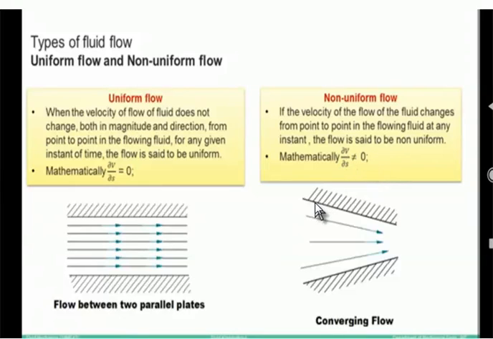That means what happens here? If the cross section changes, the pressure at this point is different and the pressure at this point is different. It changes its direction as well as the magnitude. Magnitude is nothing but the pressure at this point being different from the pressure at that point. That means the magnitude changes, and also it changes its direction. It is not flowing in the same direction. So this is what a non-uniform flow is. It changes its magnitude as well as its direction, then it is non-uniform flow.